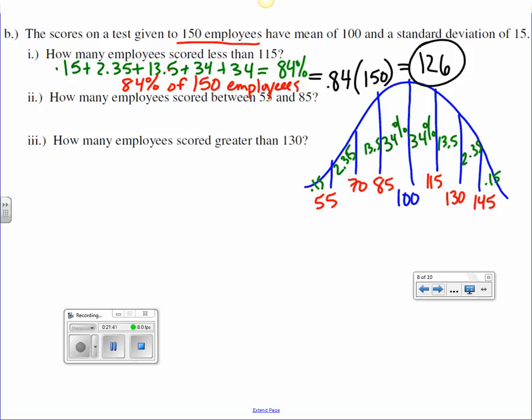Okay, so that's how you get your answer. So 126 what? Employees, people. Good. Okay. All right. Part 2, how many employees scored between 55 and 85?